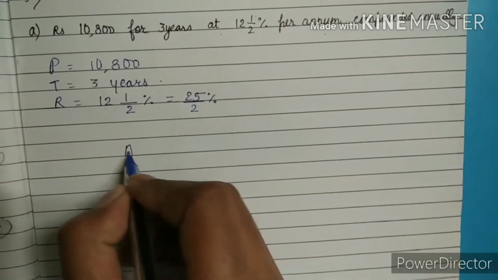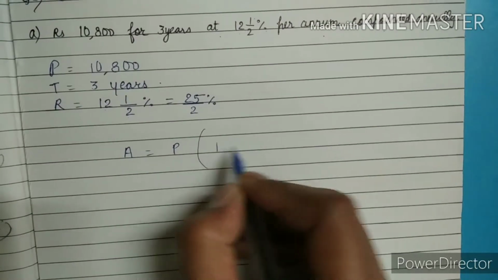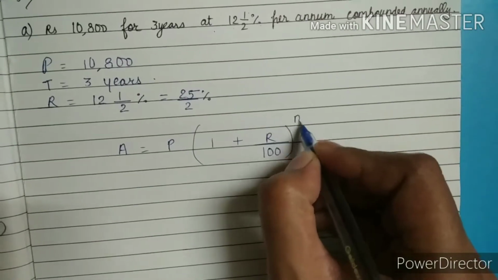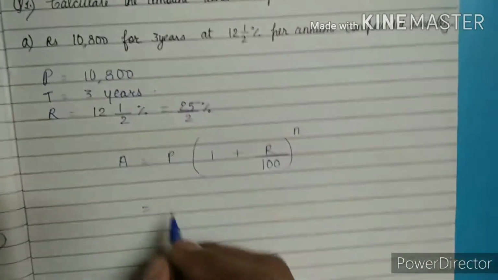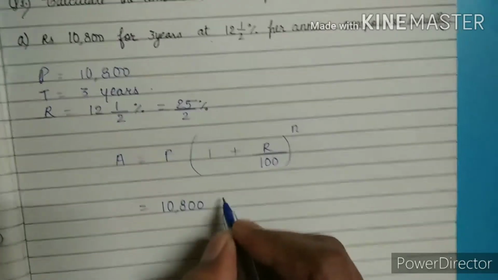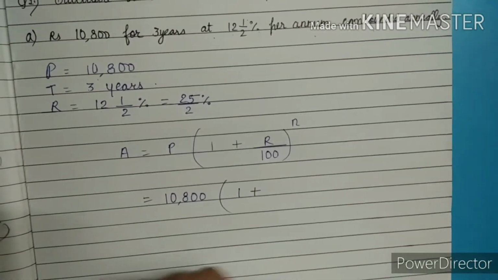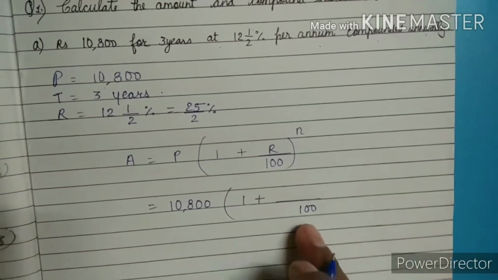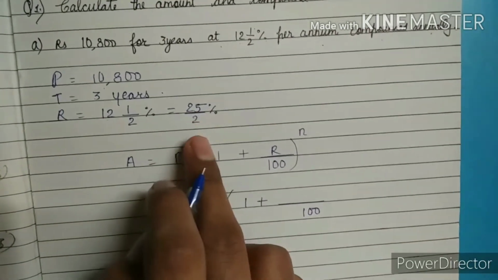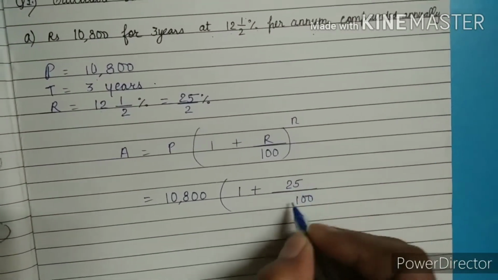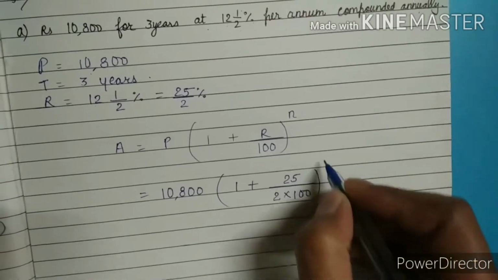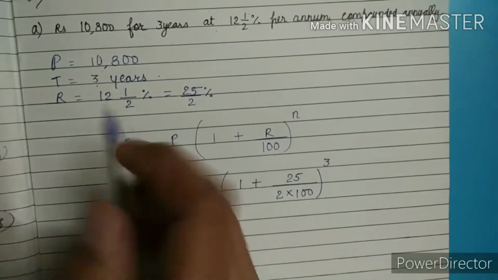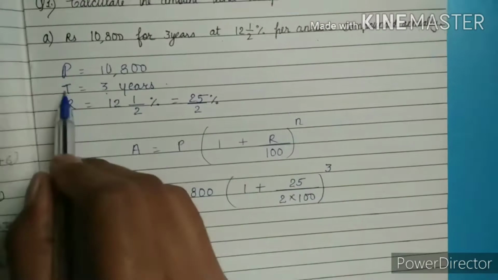So the amount formula is P into (1 plus R by 100) whole power n. P is 10,800 in the bracket 1 plus R, but in the multiplication we have 100. Here R is in the fraction 25 by 2, so upside is 25 and 100 will multiply by 2, and whole power is 3. N is equal to the number of times, time is recognized as n.